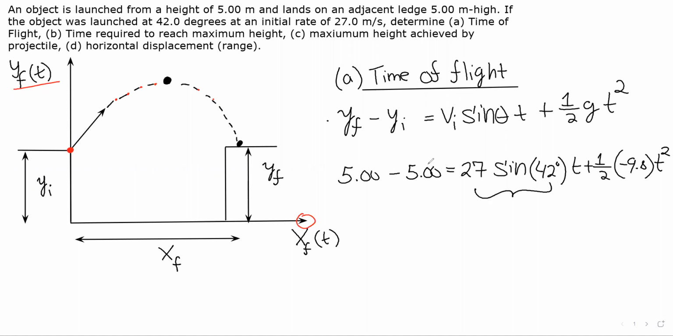An object is launched from a height of 5 meters and lands on an adjacent ledge 5 meters high. If the object was launched at 42 degrees at an initial rate of 27, determine A, time of flight, B, the time required to reach max height, C, max height achieved by the projectile, and D, horizontal displacement.